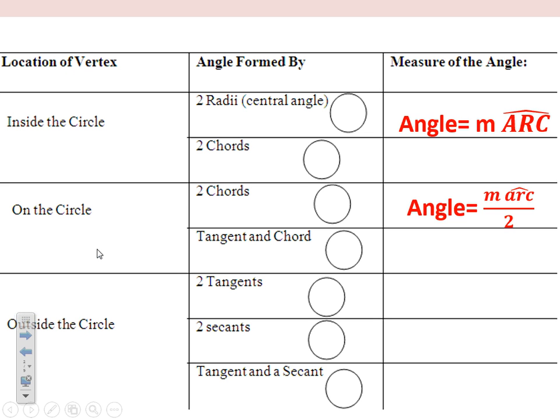Now, if you look at your chart already, we have two things filled in. We know inside a circle, if we have two radii, the angle equals the measure of the arc. And we also know if we have two chords, the angle equals the measure of the arc divided by 2.